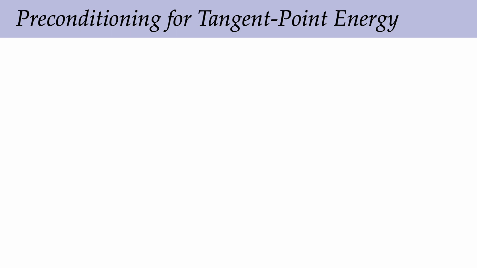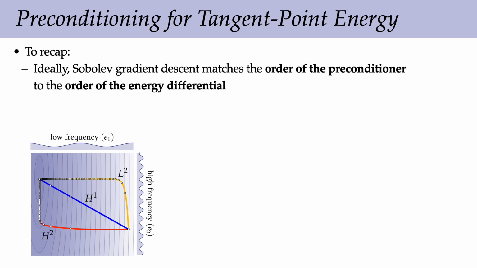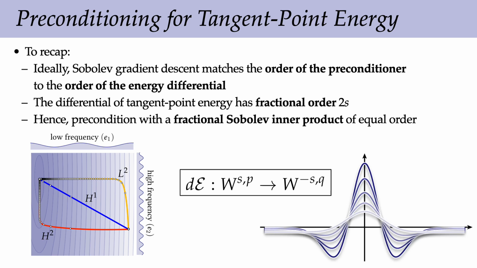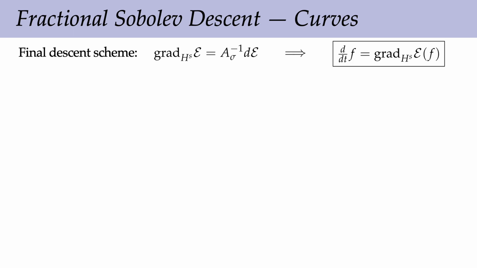Okay, so to recap, the idea of Sobolev gradient descent is to precondition the differential using an inner product of the same order as the differential. The differential of the tangent point energy has fractional order 2s, so we construct a fractional Sobolev inner product of the same order. Our final optimization strategy then looks the same as before. We precondition the differential using our fractional inner product, and we use this fractional gradient to perform gradient descent.